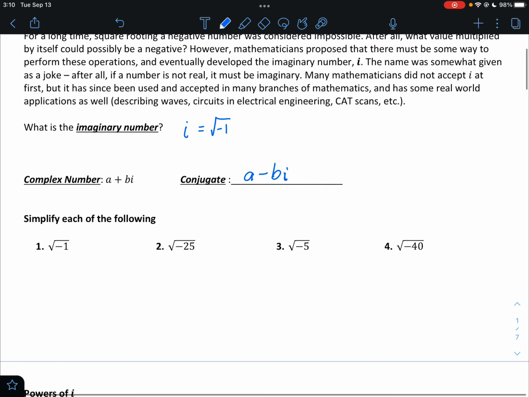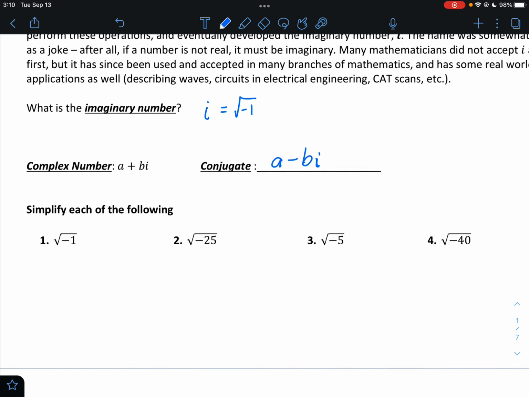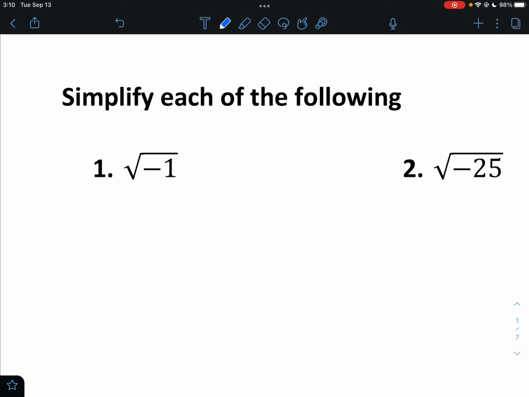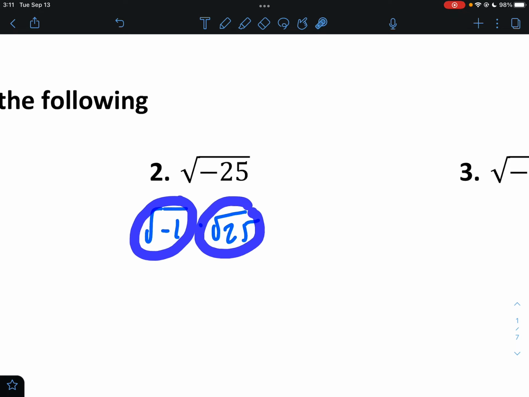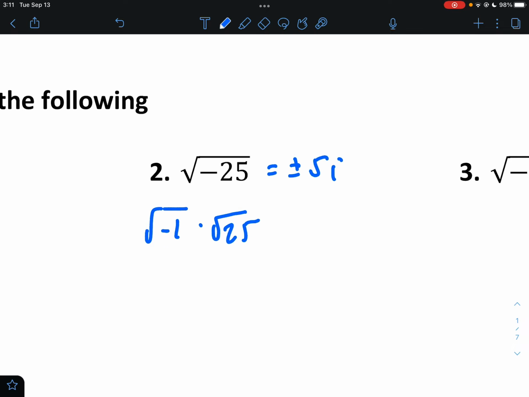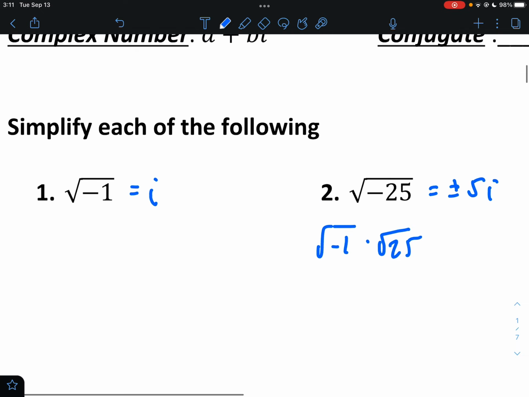So let's start with some simplifying of each of these. The square root of 1 would be 1, but the square root of negative 1, we already just talked about that, is i. Number 2, we could break this up into the square root of negative 1 times the square root of 25. We know this is i, we know this is 5, so this is plus or minus 5i. Technically this is plus or minus i as well.